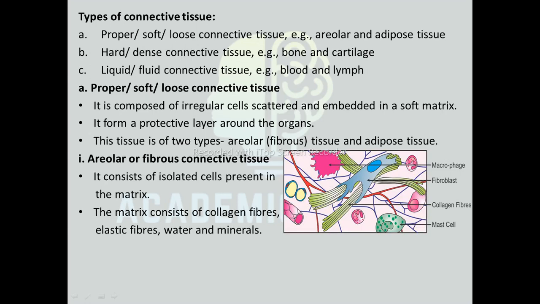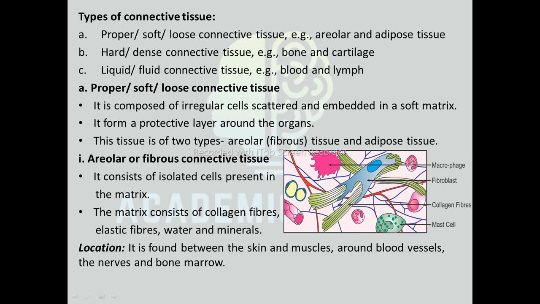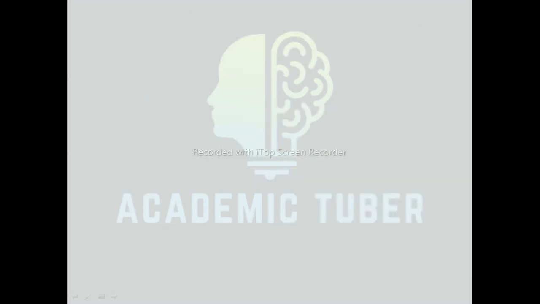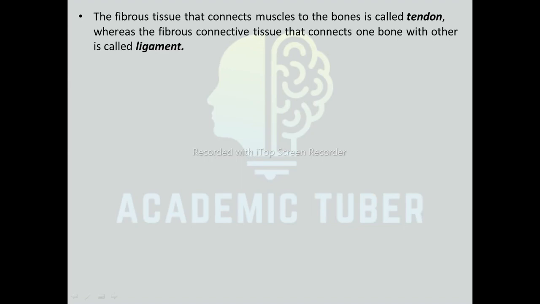It consists of isolated cells present in the matrix. The matrix consists of collagen fibers, elastic fibers, water and minerals. Location. It is found between the cell and muscles, around blood vessels and nerves and bone marrow. The fibrous tissue that connects muscle to the bone is called tendon, whereas the fibrous connective tissue that connects one bone with another is called ligament.